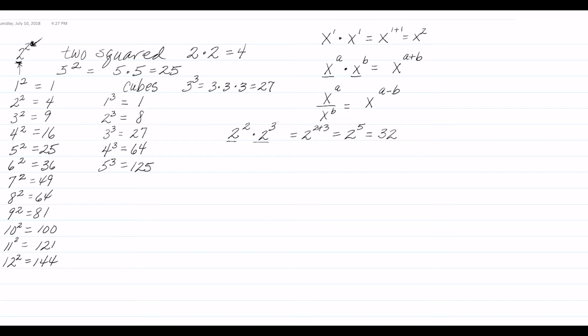Well, suppose we were dividing. If we had, for instance, 2 to the 4th power, and we were dividing by 2 to the 2nd power, we would wind up with 2 to the 4 minus 2, which would be 2 to the 2nd, which is 4.